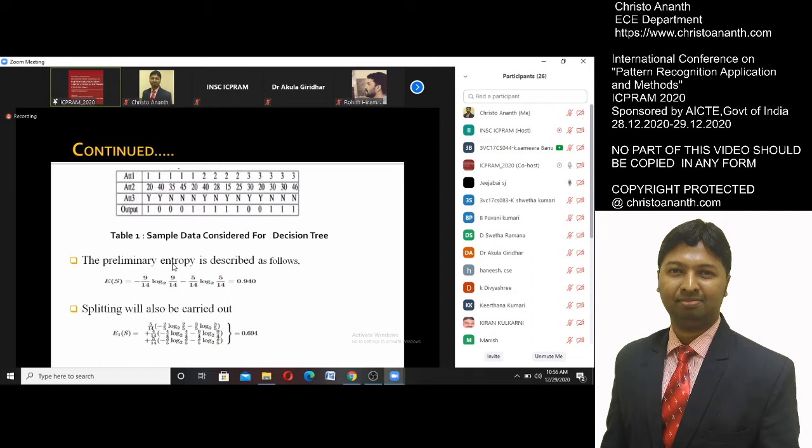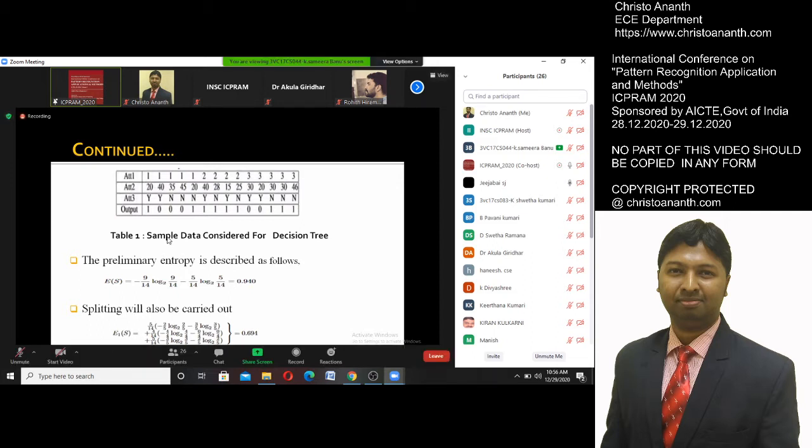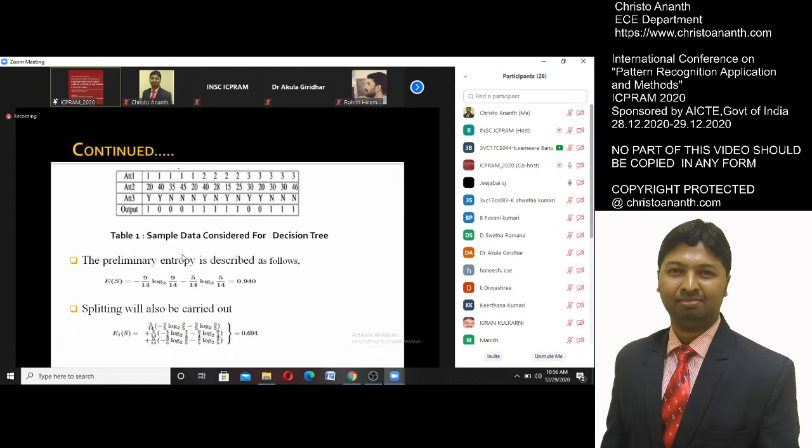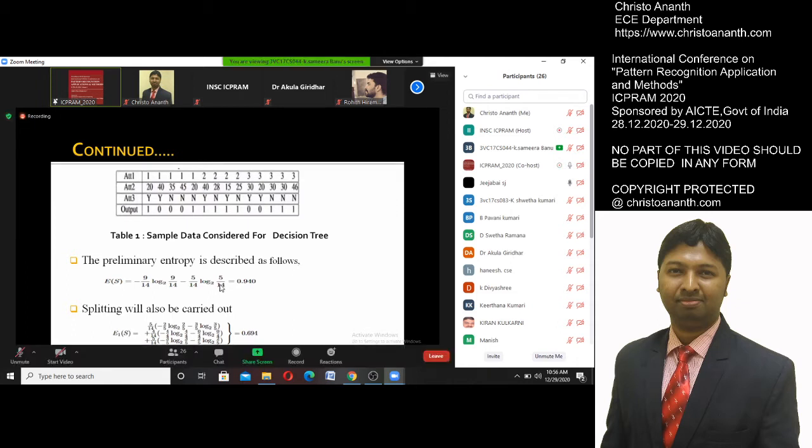The final entropy is calculated. The preliminary entropy is described in the following equation. The initial entropy before splitting the partition is computed as follows. Splitting will also be carried out in the equation below.